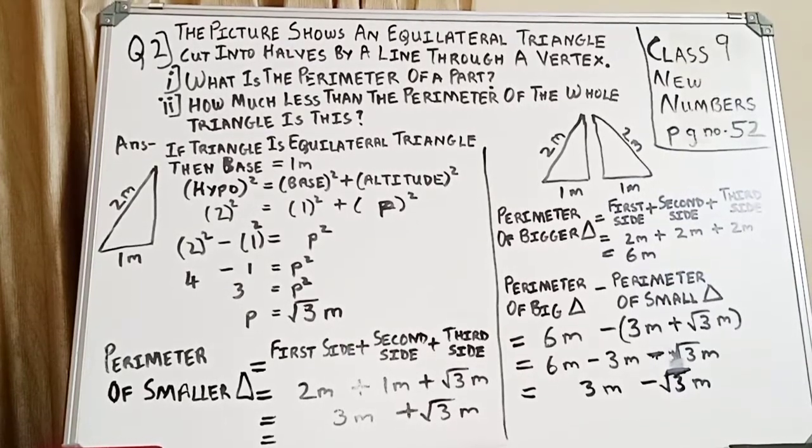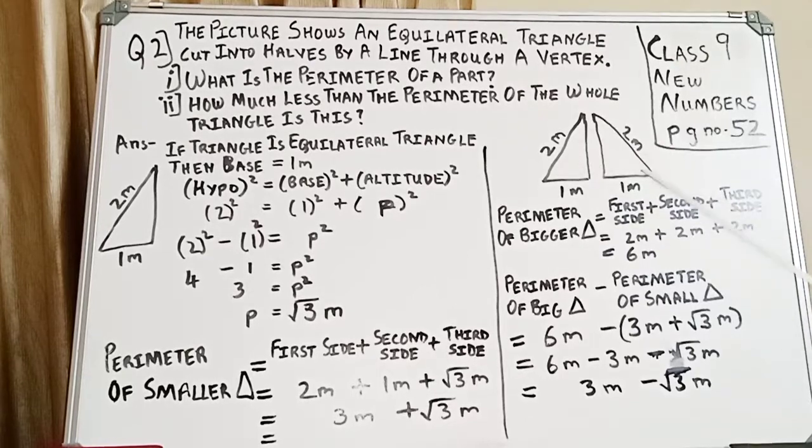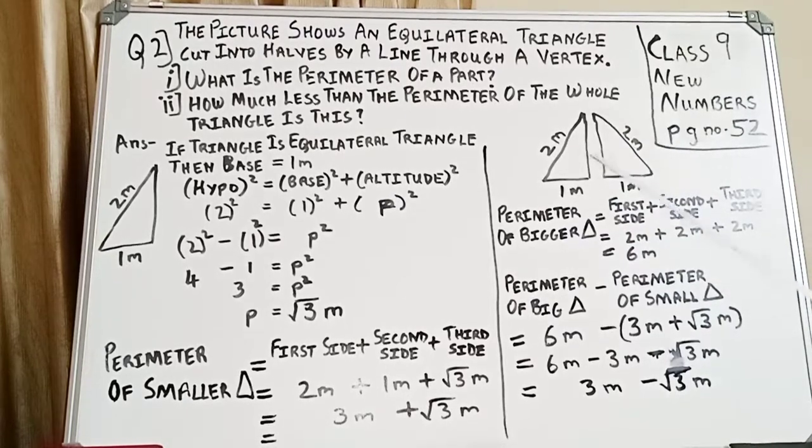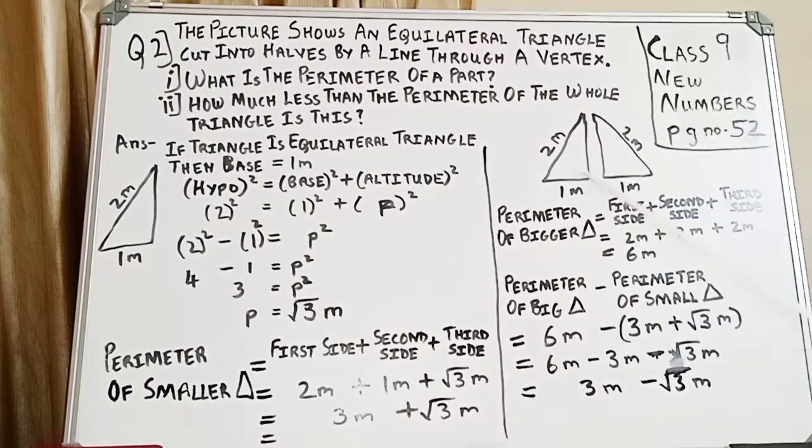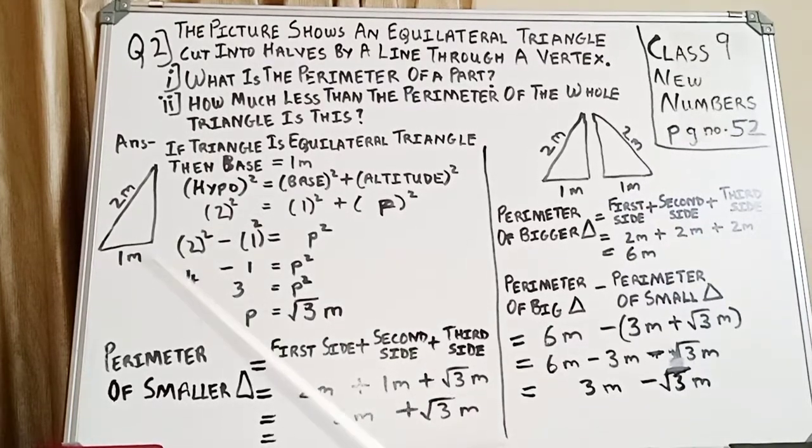Answer is as follows. Since we know this is an equilateral triangle, all sides would be 2 meters. So we have taken one side. If we split it into two halves, the base would be 1 meter, because this is an equilateral triangle, so the base will be evenly split. So let's take the half side, and let that base be 1 meter. Since the triangle is split into two halves, it has to be equally split. That is why we have taken the base as 1 meter.